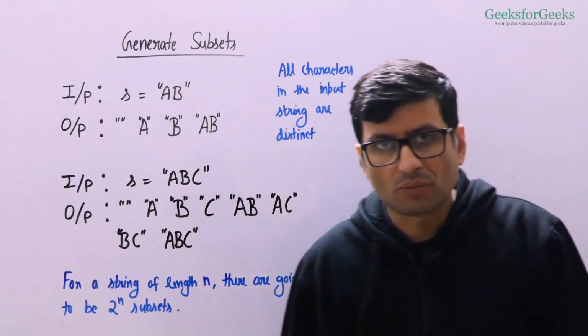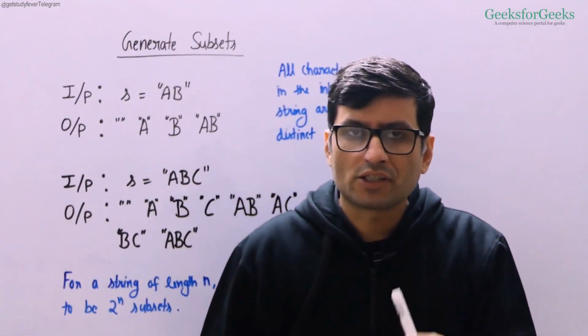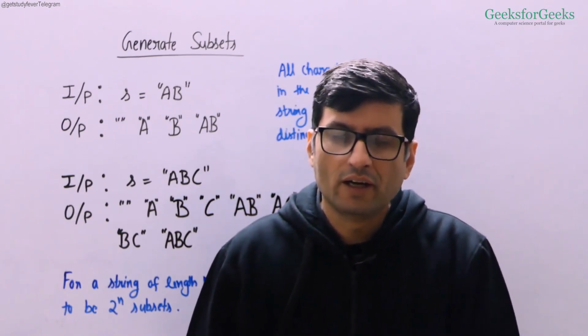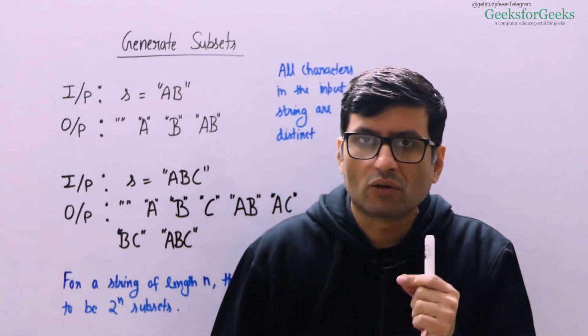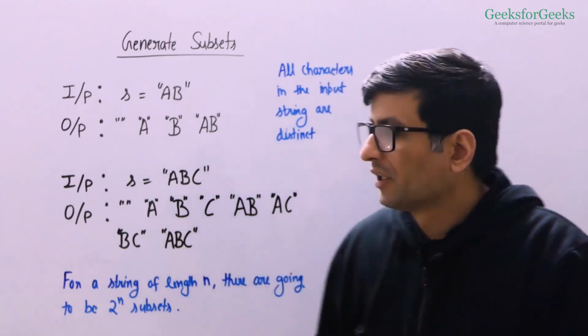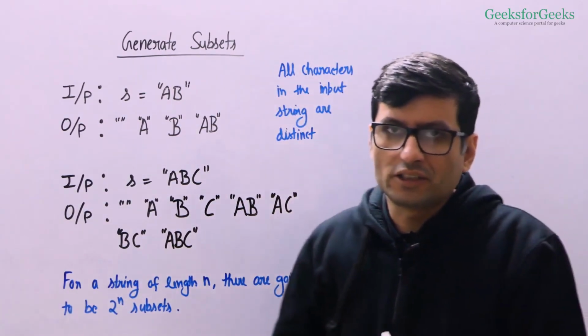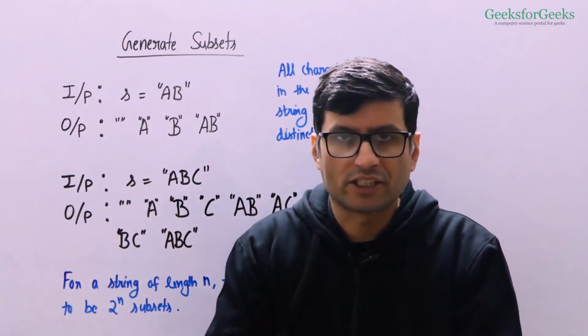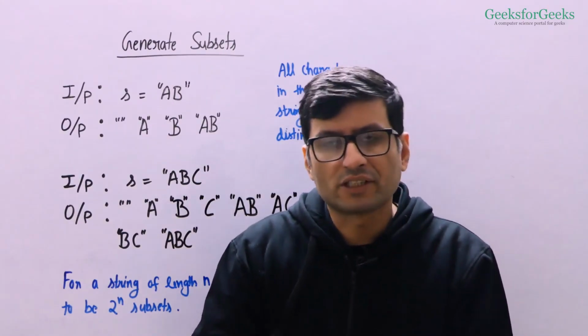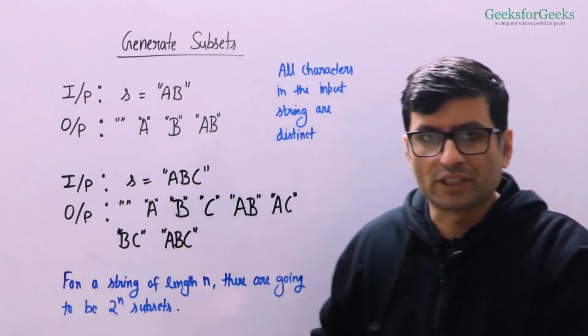Let us talk about this problem. We are given a string of length n. Our task is to generate all subsets of this string. We may assume that all the characters in the string are distinct. See, the given string represents a set, and sets typically have distinct values. That's why we are making this assumption.